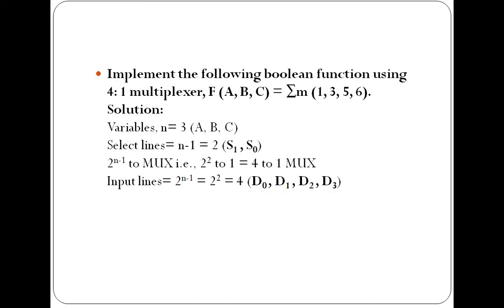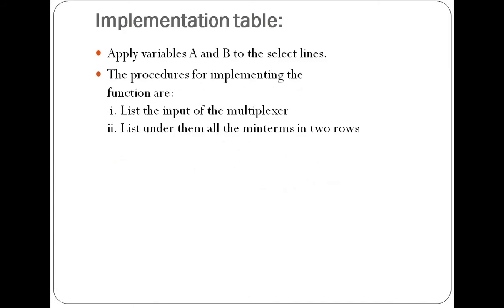Implement the following Boolean function using a 4:1 mux, and the function is given by f of abc equal to sigma m of 1, 3, 5, 6. The variables here include abc, that is n equal to 3, and the select lines will be n minus 1, which is equal to 2. We take them as S1 and S0, and we use a 4:1 multiplexer for this. The inputs are D0, D1, D2 and D3. The implementation table includes the following.